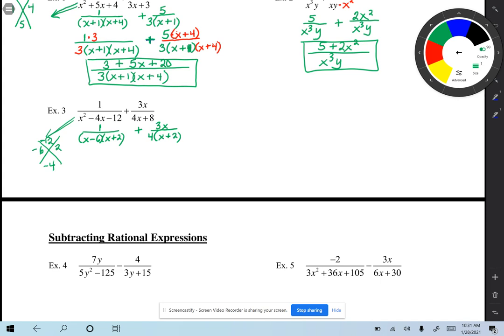So now we're ready to find the least common multiple. Of the numbers, it's 4. X minus 6 appears once. X plus 2 appears once. So that is your least common multiple. And so we are going to multiply the first fraction, top and bottom, by only 4, because that's what it's missing. So I'm going to do that. 1 over 4 times... It already has the x minus 6 and x plus 2.